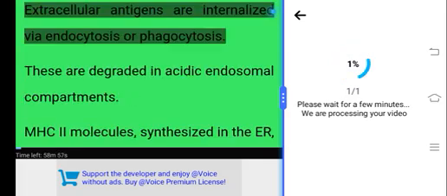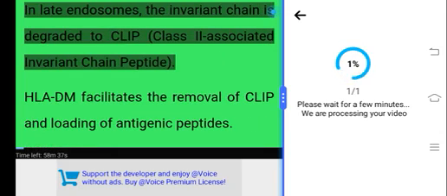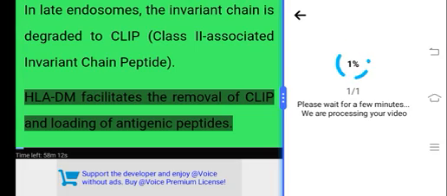MHC class 2 pathway. Extracellular antigens are internalized via endocytosis or phagocytosis. These are degraded in acidic endosomal compartments. MHC II molecules, synthesized in the ER, are stabilized by an invariant chain that blocks the binding groove. In late endosomes, the invariant chain is degraded to CLIP, class 2 associated invariant chain peptide. HLA-DM facilitates the removal of CLIP and loading of antigenic peptides.